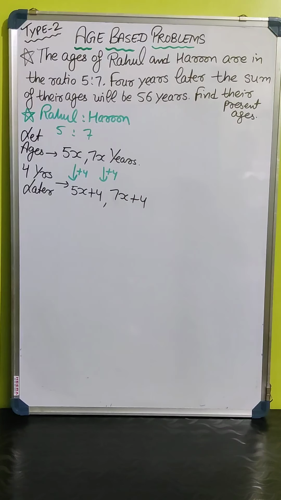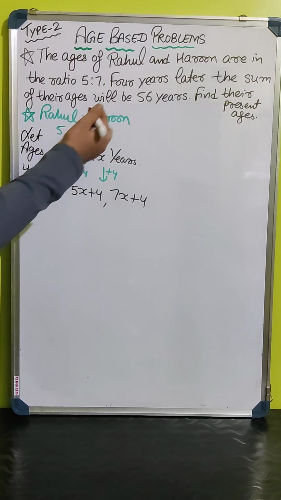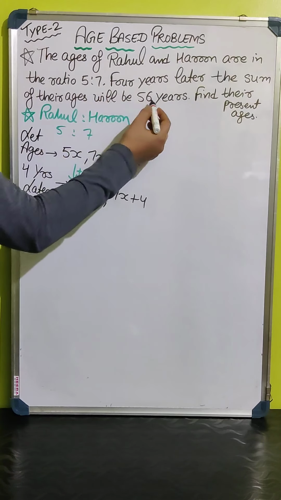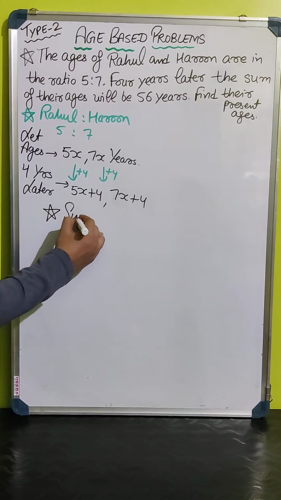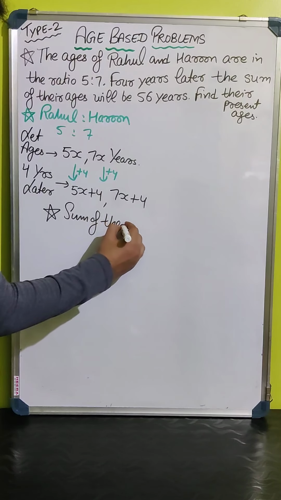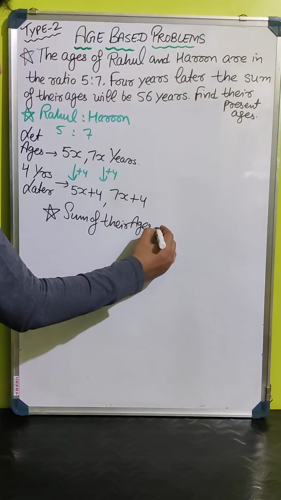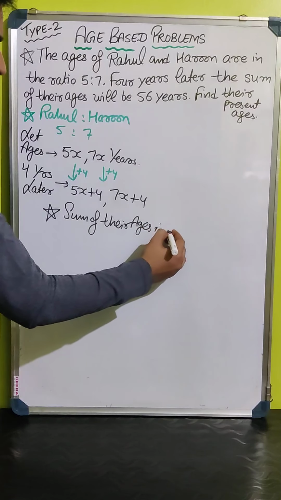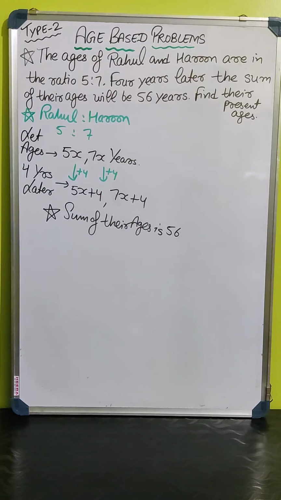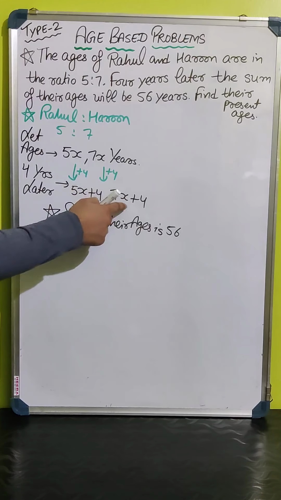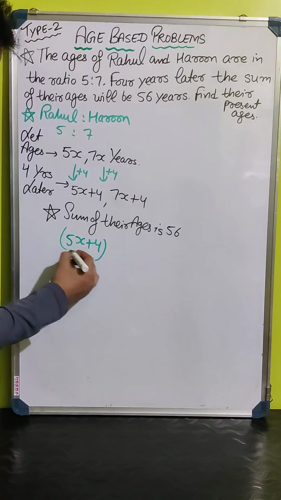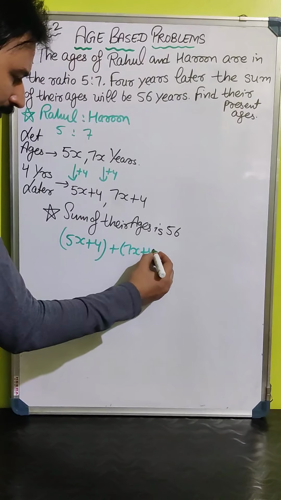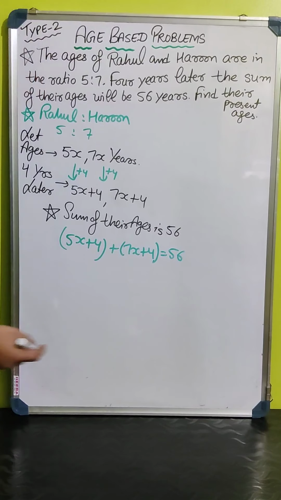Simple. Okay. Now comes the condition: 4 years later, the sum of their ages will be 56 years. They are giving the sum of their ages. Sum of their ages is 56 years. Okay. Now, what is the meaning of sum? You know, plus. Their ages 4 years later are 5x plus 4 and 7x plus 4, and that will be 56. Simple.